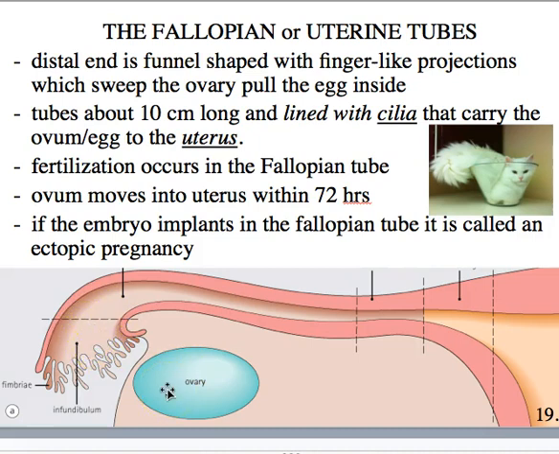Which means when ovulation, or the production of the egg, happens, it has to shoot across this space in order to get picked up by the fimbriae, or the finger-like projections of the fallopian tube, and then get carried into the fallopian tube itself. Okay, so the fallopian tubes are about 10 centimeters long. They're lined with cilia, or these little hairs that help move the egg down the entire way.